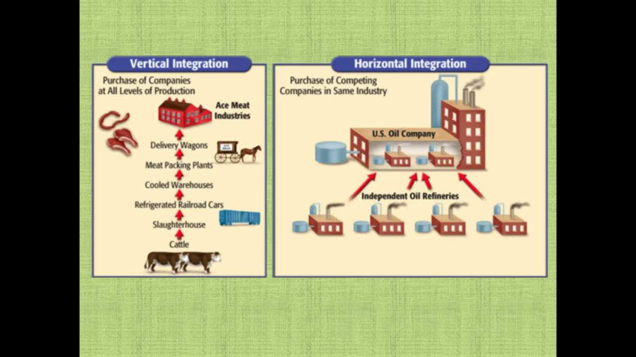Again, these are diagrams of vertical and horizontal integration. Remember that vertical integration begins with raw material sources, resources, and then works its way all the way up through the complete process of making it, selling it, and producing it. So all of it is done in one swoop. Horizontal integration is where you buy a whole bunch of companies that are like you in order to drive those companies either out of business or to get rid of your competition. So that's horizontal integration.